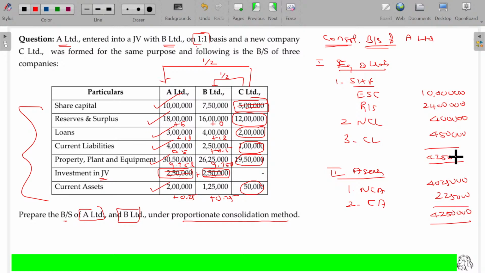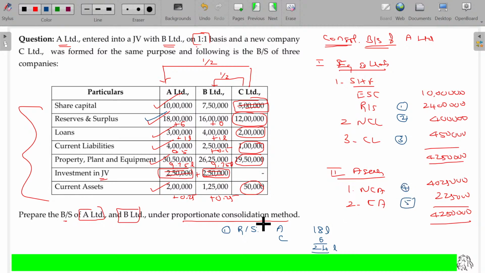42 lakhs 50,000 rupees. Of course, you can prepare notes to accounts also. I just prepared for the reserves and surplus only. The rest you can do yourself. Under reserves and surplus, its own value, A Limited's value, 18 lakhs. Amount transferred from C Limited being 6 lakhs. Overall, 24 lakhs. That's how you can give the notes to accounts for all the clubbed items separately.